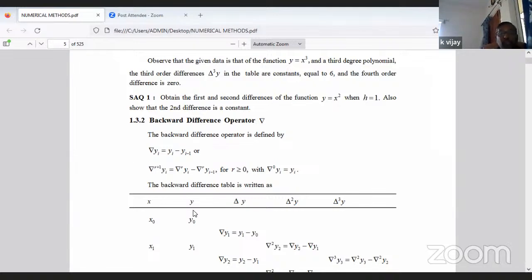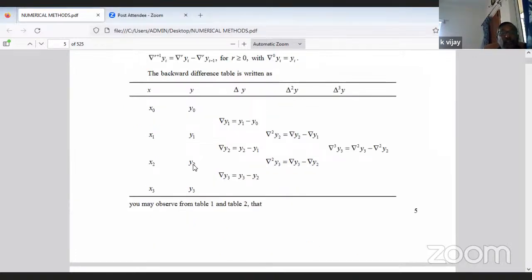The backward difference table is written with x0, x1, x2, x3, x4 and y0, y1, y2, y3. Here nabla gives different values: y1 minus y0, y2 minus y1, y3 minus y2, the same as the del y values.